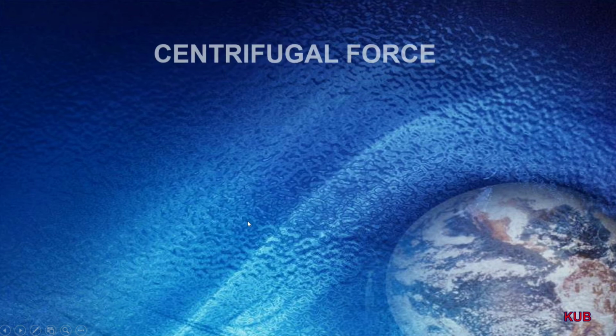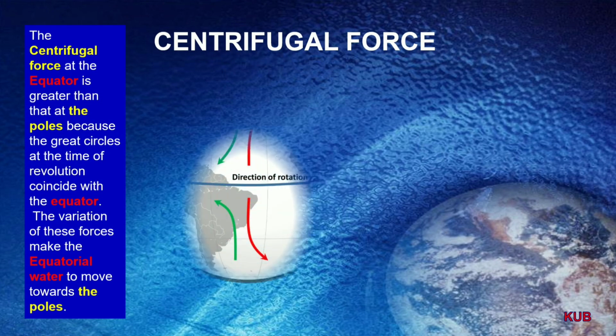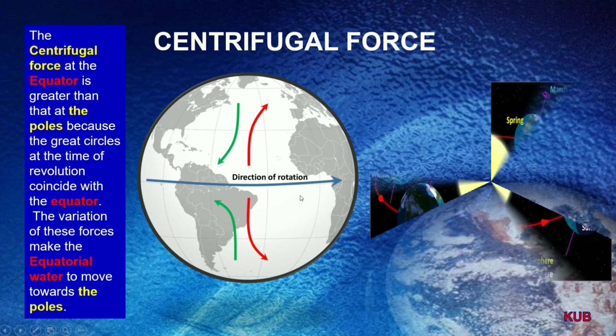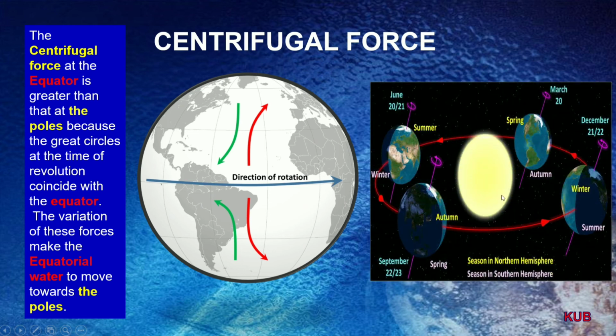About centrifugal force. The centrifugal force at the equator is greater than that at the poles because the great circle at the time of revolution coincides with the equator. The variation of these forces makes the equatorial water move towards the poles.